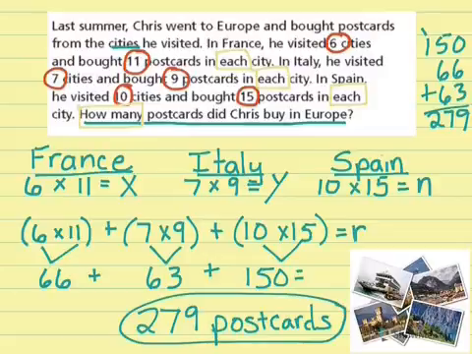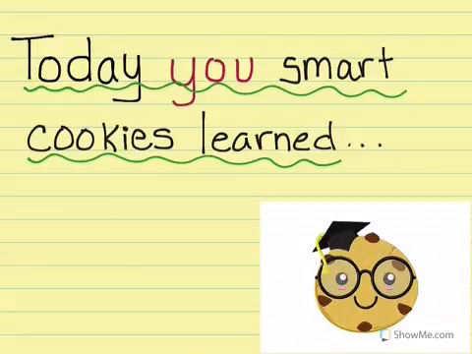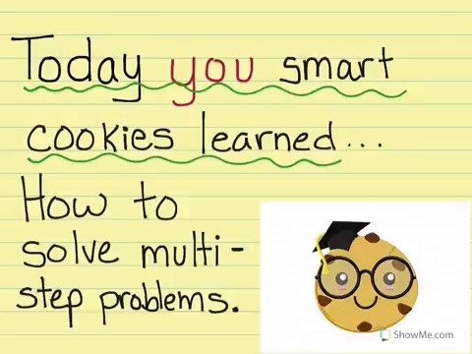So I used my CUBES strategy to evaluate the problem. Then I used PEMDAS to write out equations and use more than one step to actually solve it. So Chris bought 279 postcards in Europe. Today, you smart cookies learned how to solve multi-step problems.